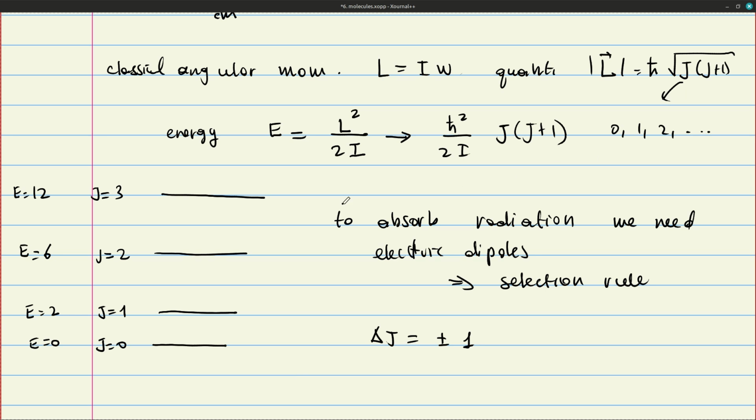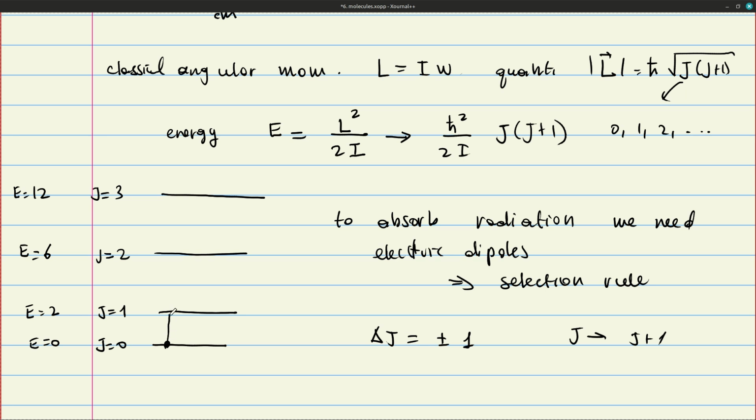And the absorption generally goes from some J to J plus 1. We are talking about absorption, so J goes to J plus 1. Up until now we were thinking about an electron being on a level. Now we are thinking about a molecule being on a level. This is an abstract representation: when we put a dot here, that means the molecule is in that level.